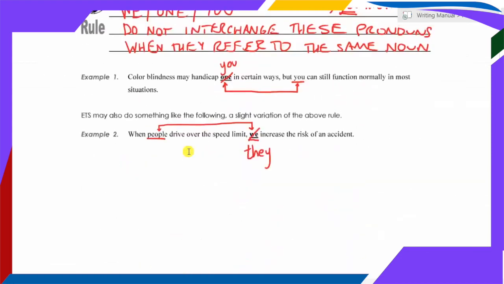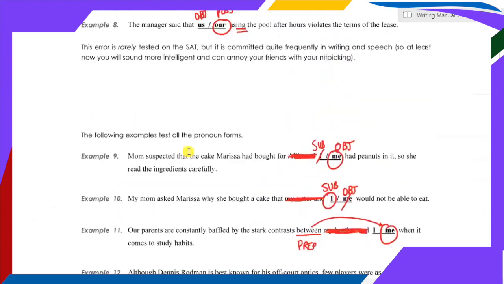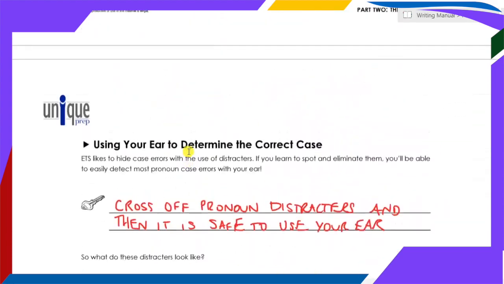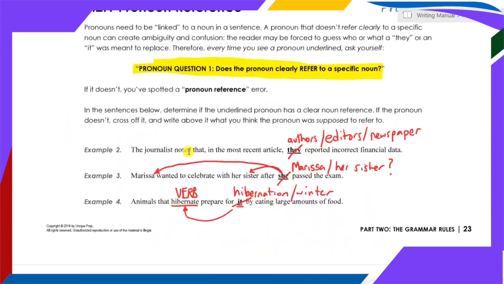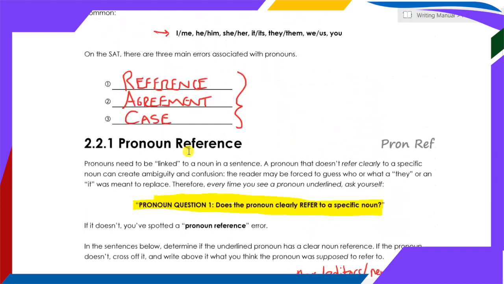One more time, just like I said with subject-verb agreement, better make sure you know your pronouns well. They are very common on the test. You will see several pronoun issues on every single SAT. Remember the 3 main rules: pronoun reference. Does the pronoun refer clearly to a noun in the sentence? Pronoun agreement. Does the pronoun agree with the noun that it refers to? Pronoun case. Is the pronoun in the right form? Is it a subject? Is it an object? Is it showing possession? Those are your 3 main pronoun rules: reference, agreement, and case.